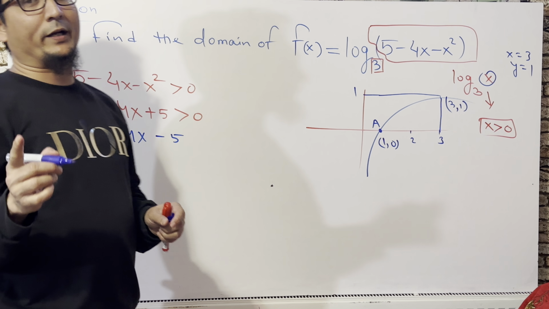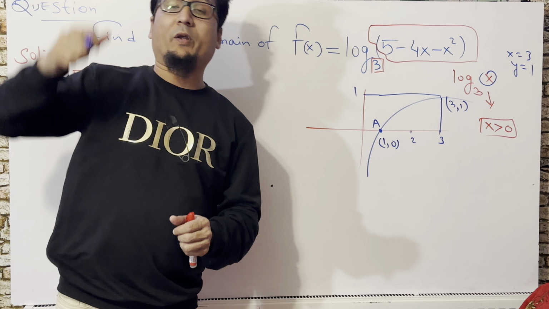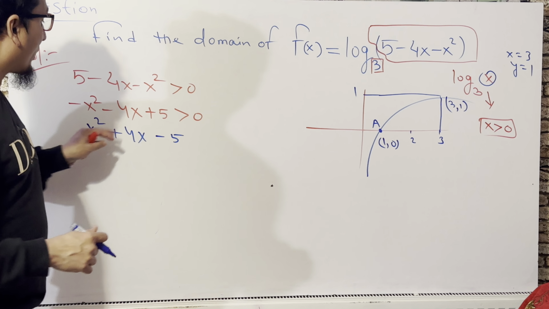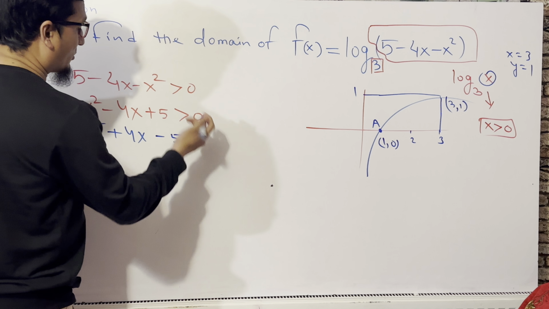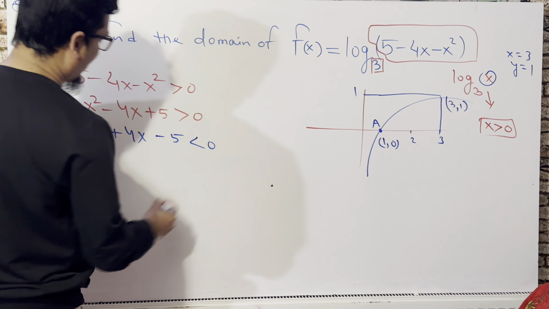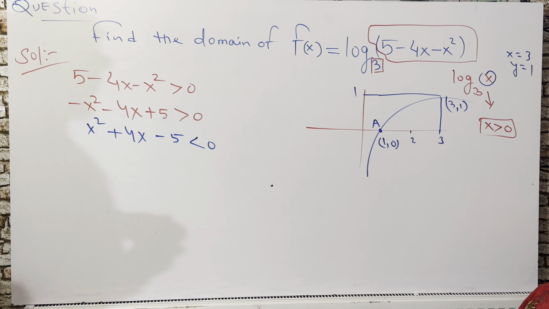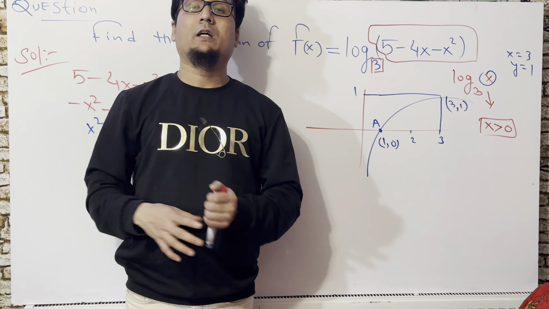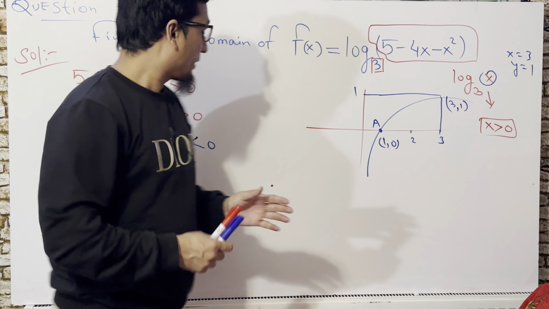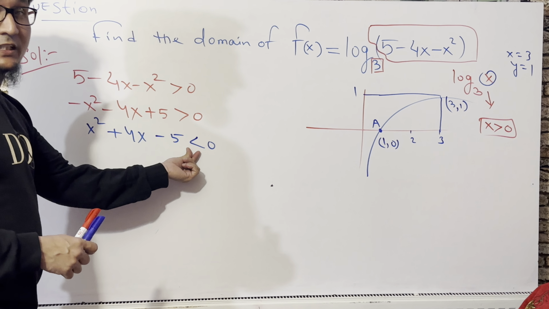Remember one thing in your mind, I already discussed this in my previous slides: when you divide by a minus, the sign of inequality changes. So it would be less than 0. This is very important. Whenever you have an inequality and you divide by a minus, you will see that the sign of inequality changes, right?